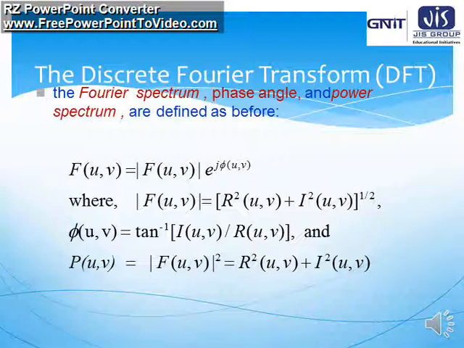The Fourier spectrum, phase angle and power spectrum are as defined below, where the Fourier spectrum F(u,v) equals mod of F(u,v) e to the power j phi(u,v), where mod F(u,v) equals (R squared(u,v) plus I squared(u,v)) whole to the power half, and phi(u,v) equals tan inverse I(u,v) by R(u,v), and P(u,v) equals mod F(u,v) whole squared, that is equal to R squared(u,v) plus I squared(u,v).